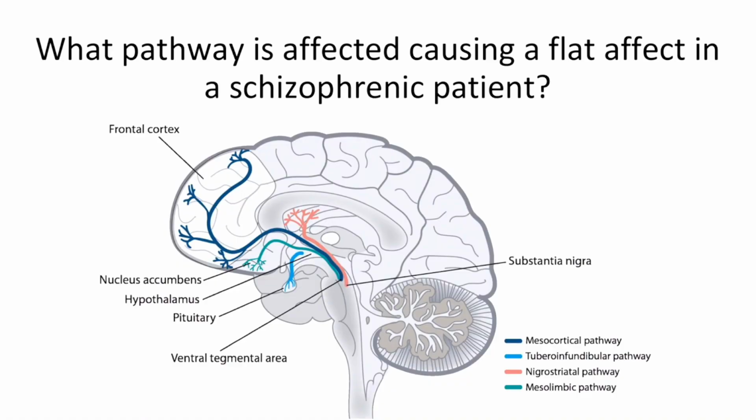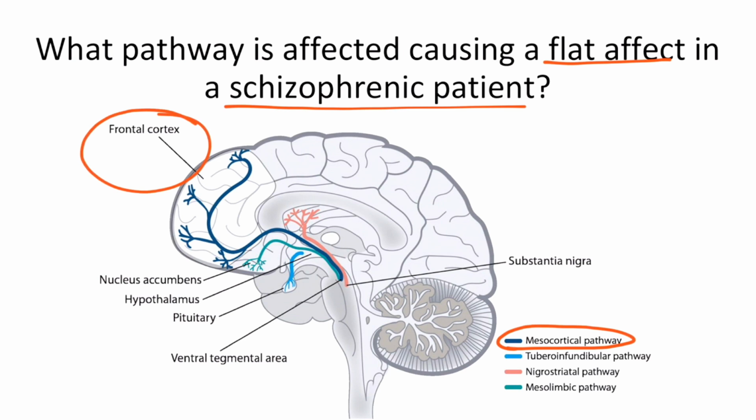So let's just do one last question to review. What pathway is affected, causing a flat affect in a schizophrenic patient? To answer this question, you just need to think about what dopaminergic pathway is responsible for emotion and motivation. Now that would be the prefrontal cortex. And that means that we're dealing with the Mesocortical pathway. As you recall, the prefrontal cortex is responsible for emotion and motivation. If you have dysfunction of this pathway, you're going to have decreased emotion and motivation, which gives you those negative symptoms associated with schizophrenia.